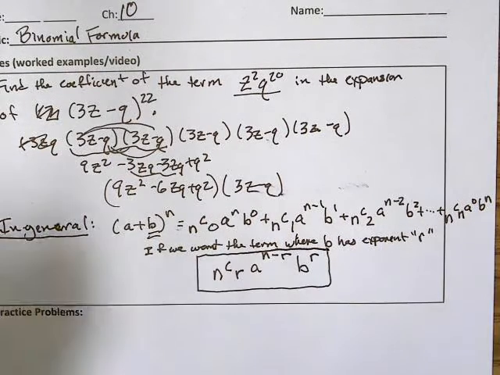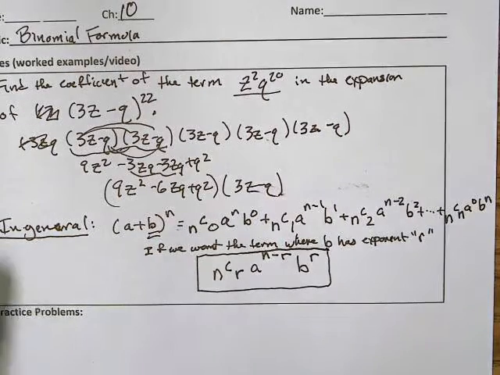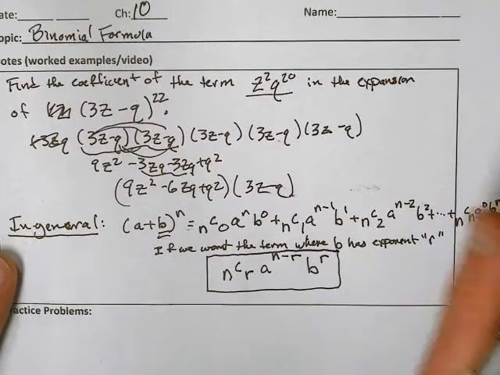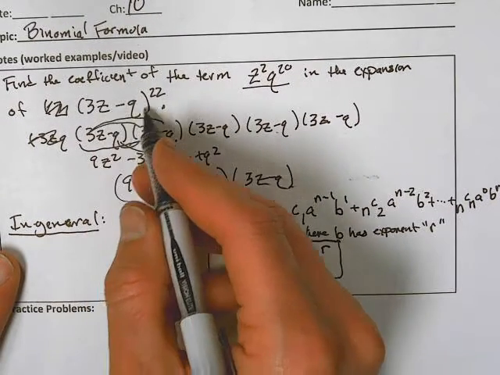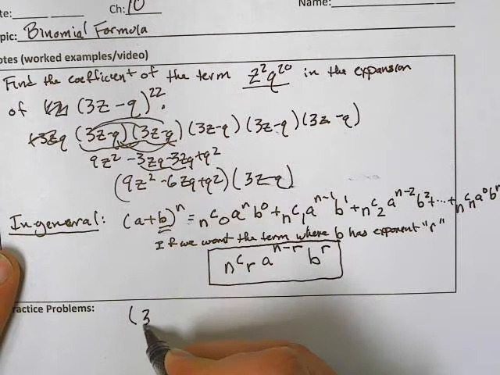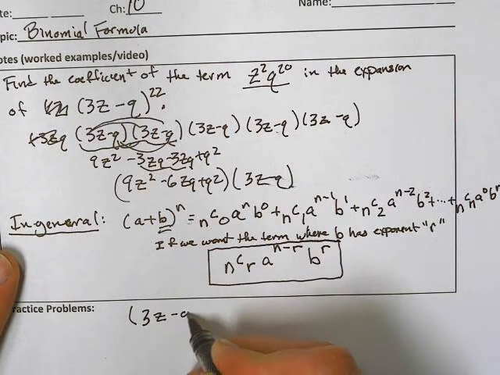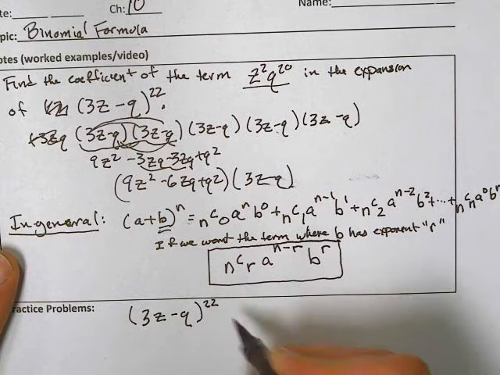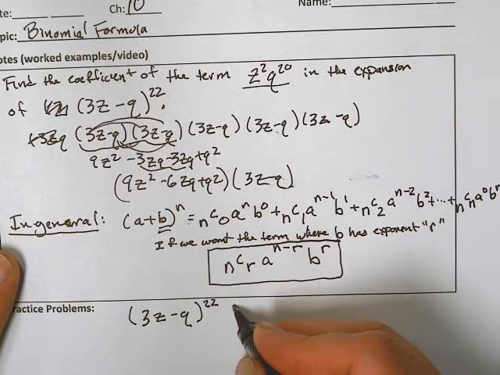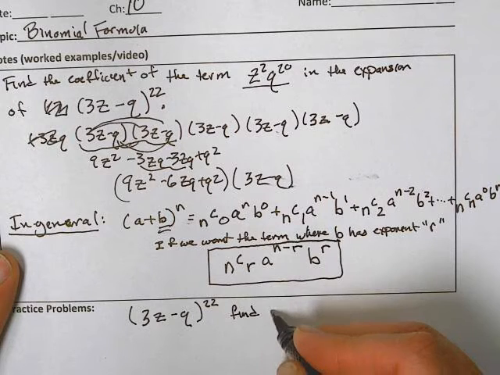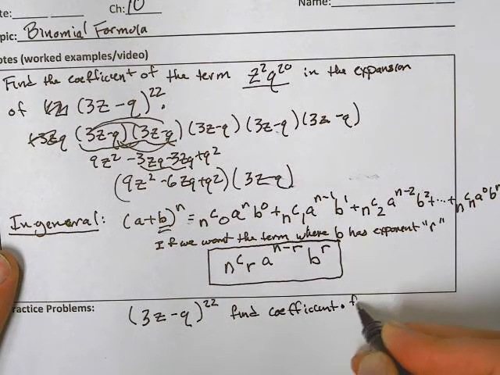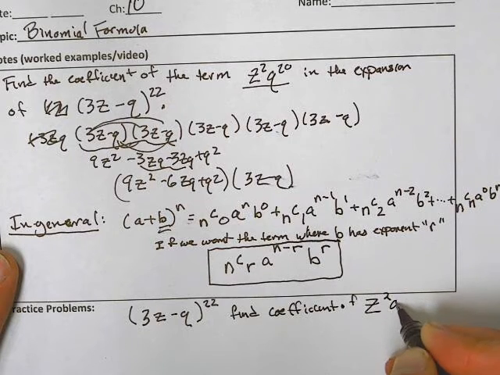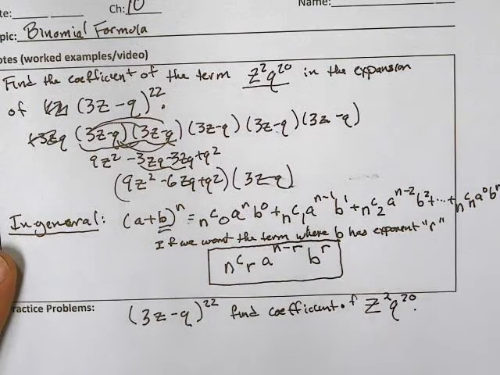This is going to get us the exact term we want. So let me show you how you can use this. Now, let's revisit our specific problem. In our problem, we were looking at this binomial. We were doing 3z minus q raised to the 22nd, and we wanted to find the coefficient of the z squared q to the 20th term, okay?